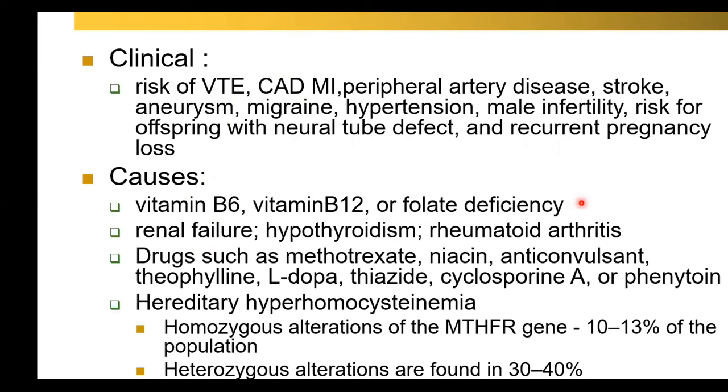And therefore, by giving supplementation with these, one could change the risk of getting venous thrombosis. Although the data does not support it so much, whether treating B12 or B6 deficiency ameliorates the risk of thrombosis from hyperhomocysteinemia or not. Then renal failure, hypothyroidism, rheumatoid arthritis, and various drugs all cause acquired hyperhomocysteinemia. Apart from that, there is hereditary hyperhomocysteinemia because of homozygous alteration of the MTHFR gene, which is present in 10 to 13% of the population.